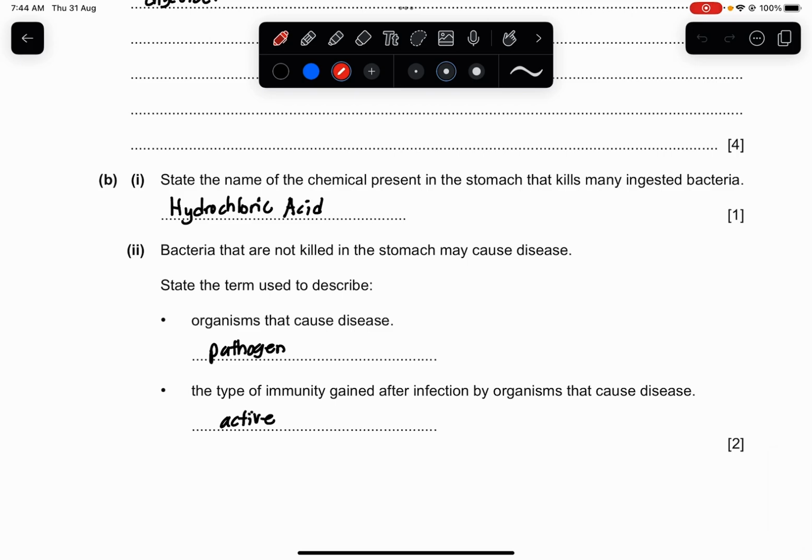B. State the name of the chemical present in the stomach that kills many ingested bacteria. Hydrochloric acid. Part 2. Bacteria that are not killed in the stomach may cause disease. State the term used to describe organisms that cause disease, pathogen, and the type of immunity gained after the infection by organisms that cause disease, active immunity. Because it provides you antibodies to help defend and also long-lasting memory cells.